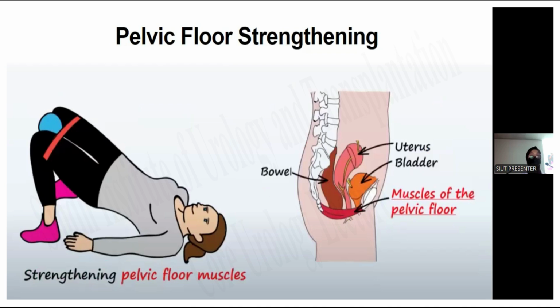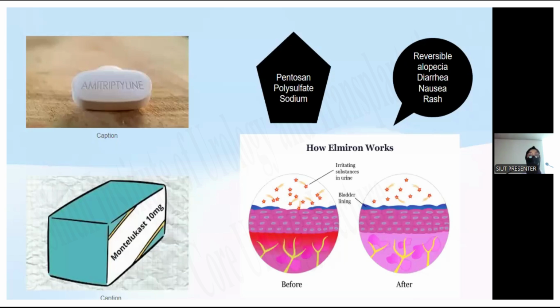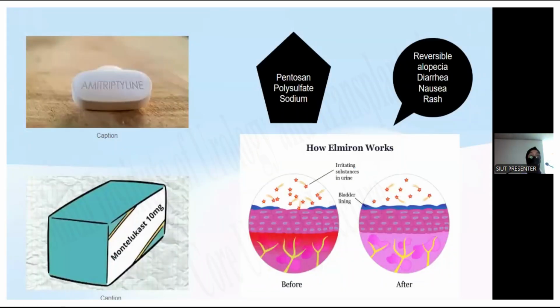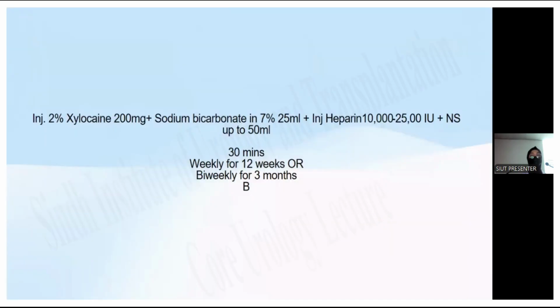Pelvic floor strengthening exercises are advised, and then there is also the intravesical instillation of glycosaminoglycans and local anesthetics. Other treatments are the use of amitriptyline and the use of Elmiron, which helps to regenerate the bladder lining because of the loss of the glycosaminoglycans. This is also what the intravesical instillation of glycosaminoglycans does.